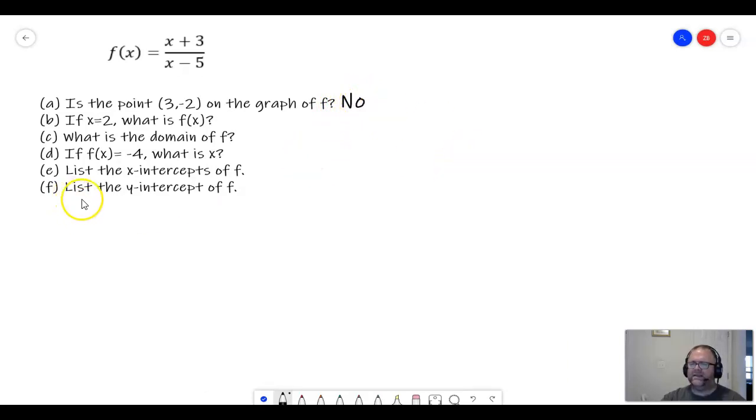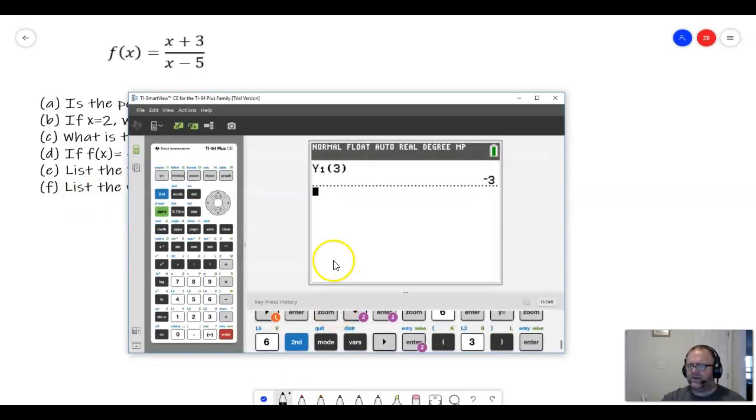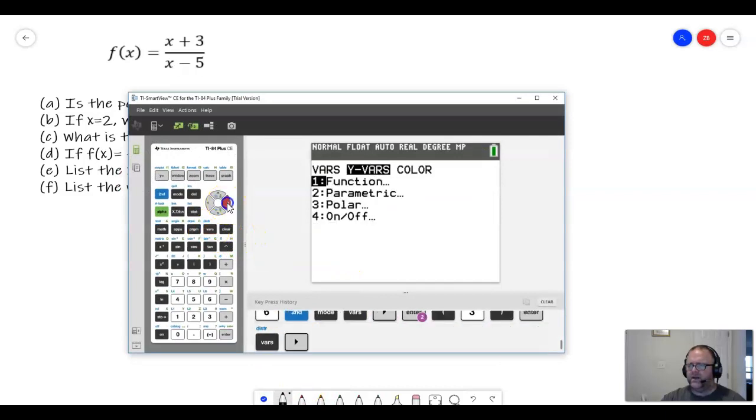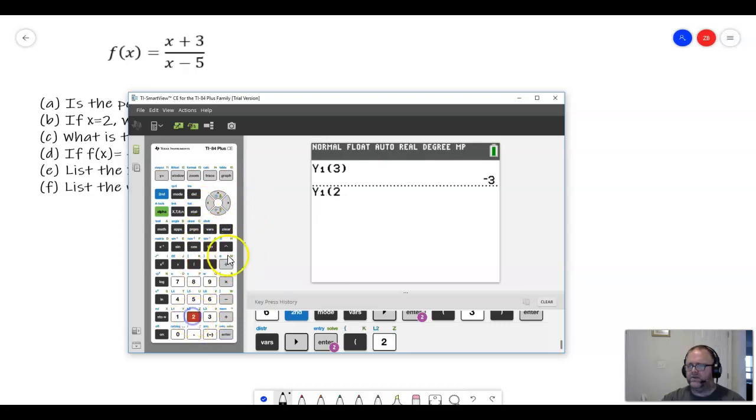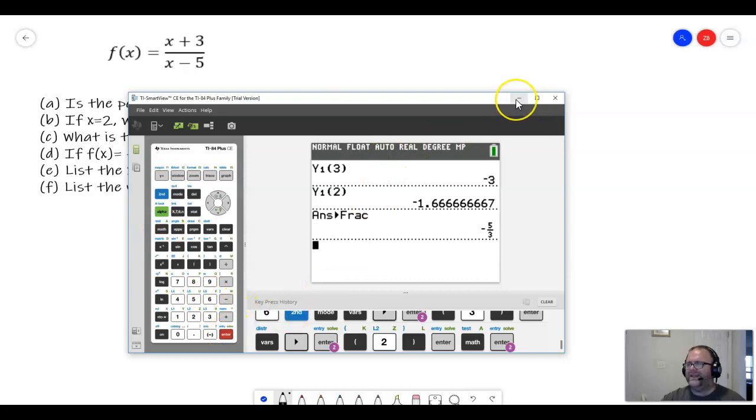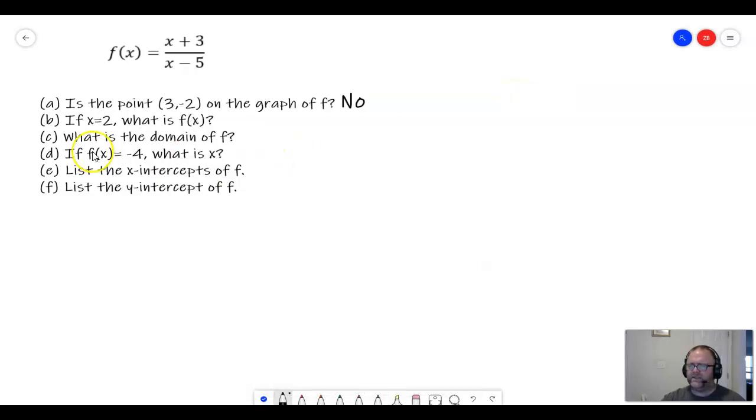The second thing is, it says if x is equal to 2, what is f of x? Well, once again, I'm going to go to my calculator, and I'm going to replace x with 2, and my f of x is, and I'm going to hit math, fraction, convert that to a fraction, -5/3.